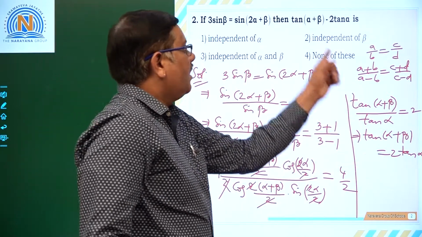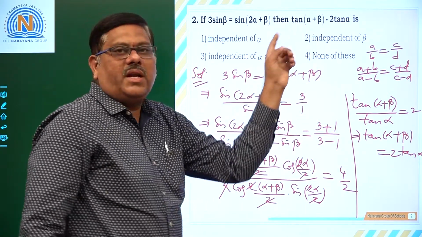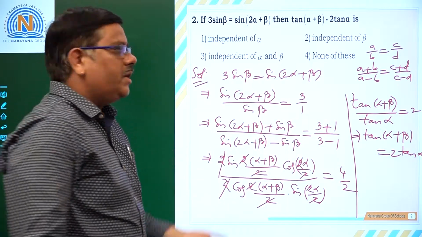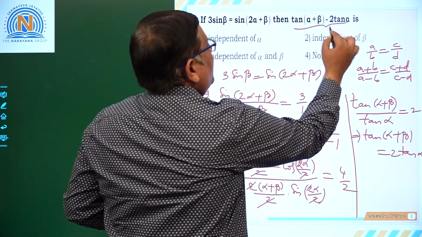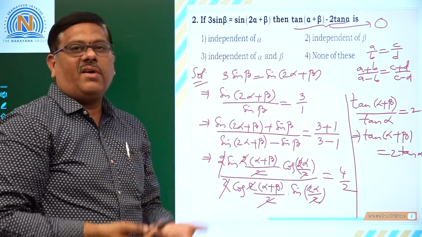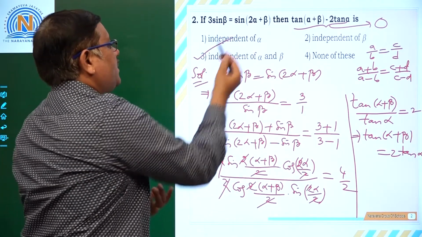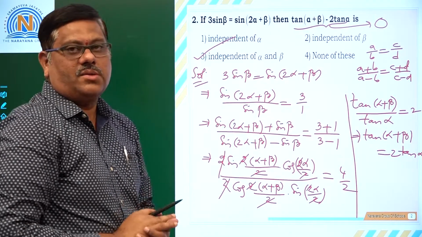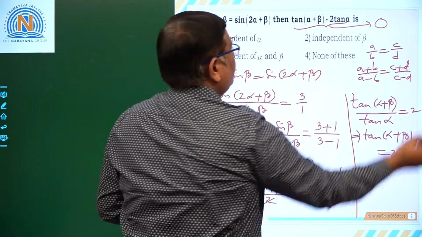If these two are equal, the difference of them, tan(alpha plus beta) minus 2 tan alpha, how much is it? 0. Its result is becoming 0. 0 is independent of alpha as well as beta. So the third option is the right answer for this question also. Let us see the next question.